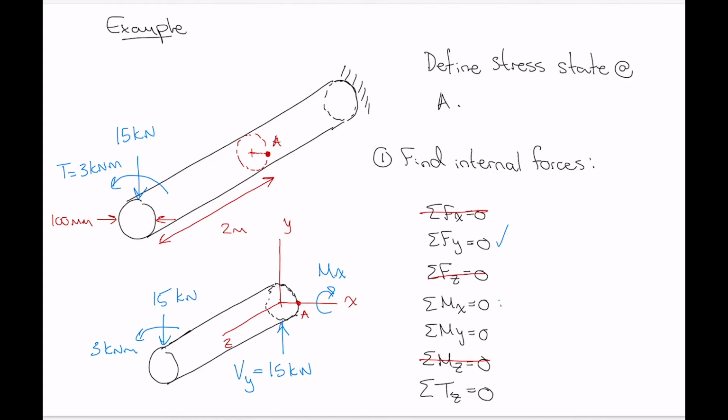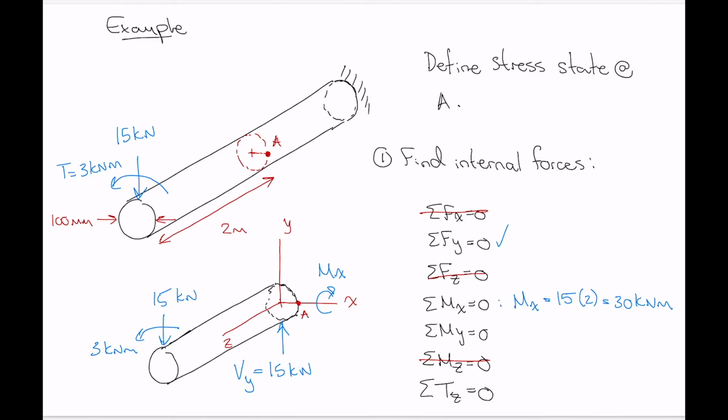So the value here of M subscript x is equal to 15 kilonewtons multiplied by the distance, which is 2. So we've got 30 kilonewton meters here. All right, and you should be pretty good at this from your statics course that you've taken.